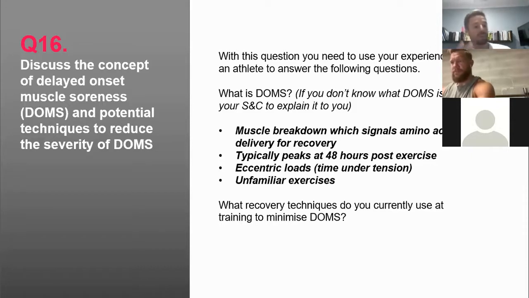Two things that really will hit DOMS. The first one is eccentric loading. Okay. So what do I mean by eccentric loading, Logan?